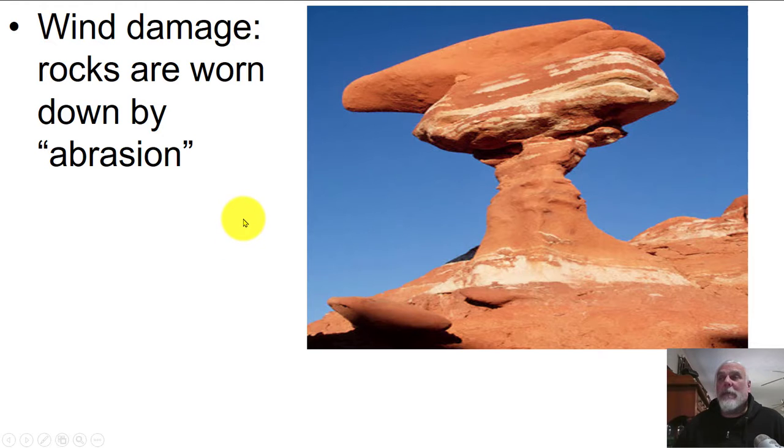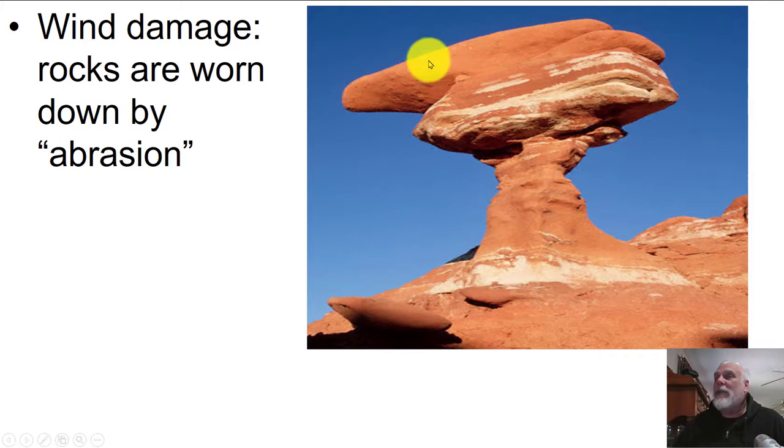Rocks are worn away by abrasion, so that form of weathering, that damage, is known as abrasion. What I think is really neat is you see a rock like this, and the way this is formed is that the wind is going to pick up sand and it's going to hit the rock. Well, the sand has mass and weight, and so the wind can't pick it up super high, so more sand stays closer to the ground, and so the bottom of this rock formation gets worn down more than the top, because there's more sand causing more abrasion to the rock.